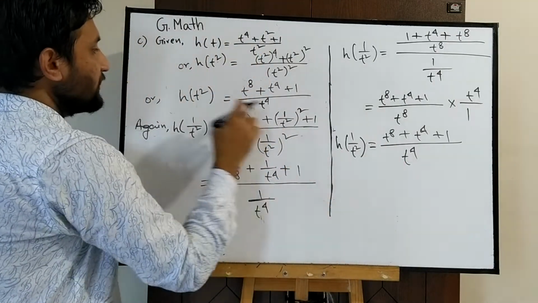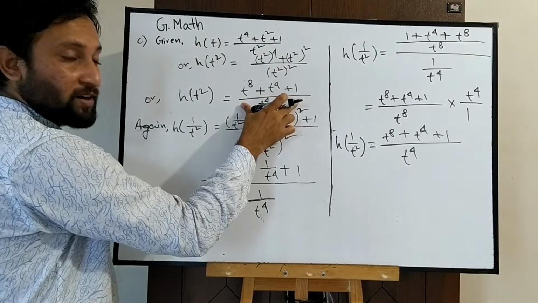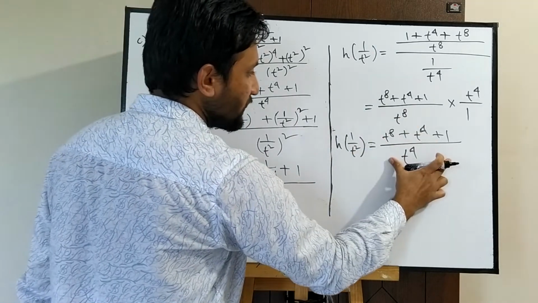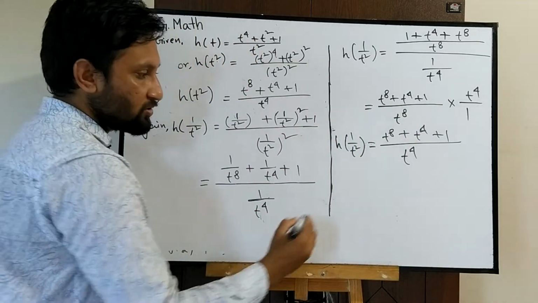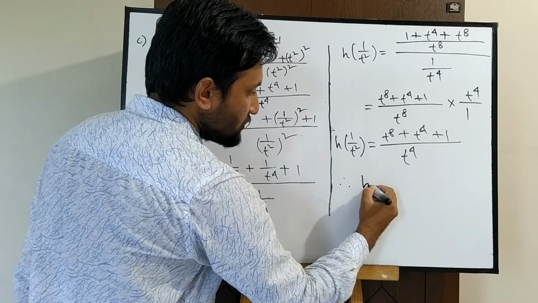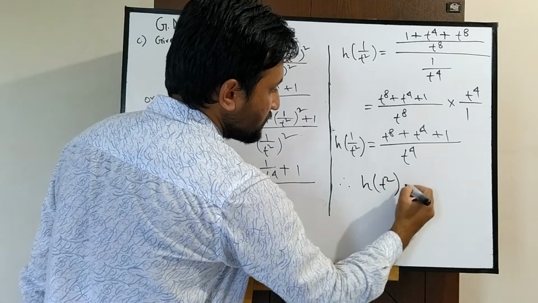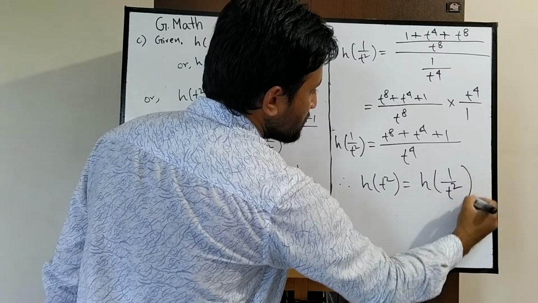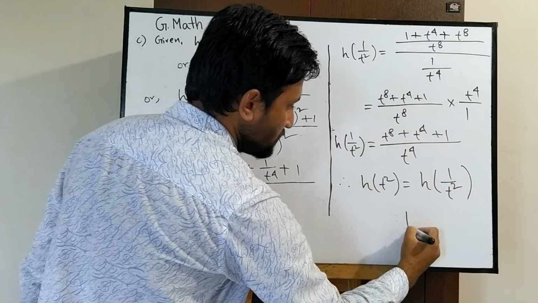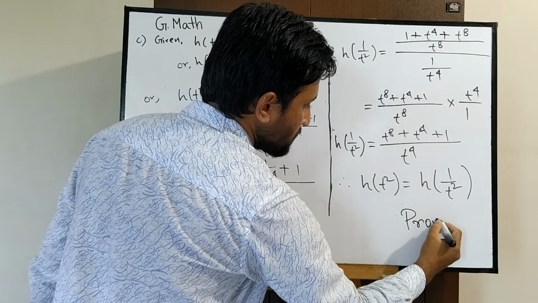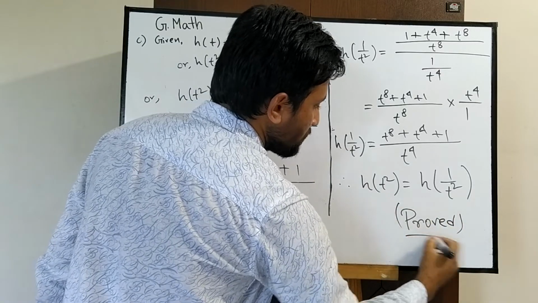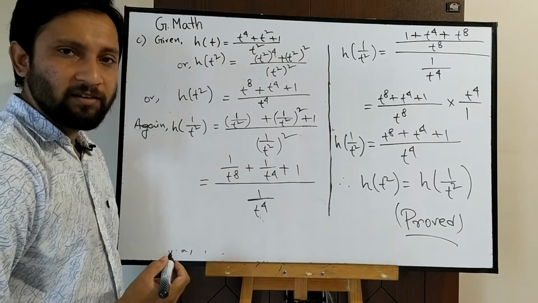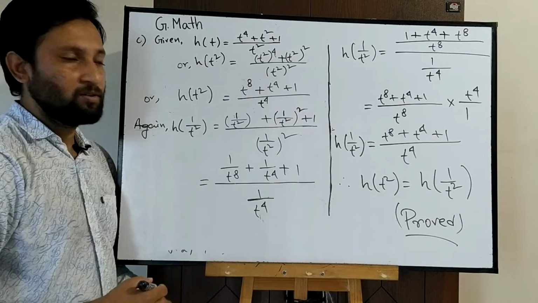Here we see that the value of the right-hand side of h of t square and the value of the right-hand side of h of 1 by t square are the same. So you can write h of t square equals h of 1 by t square. Okay, so proved. I hope everybody is clear on this CQ.